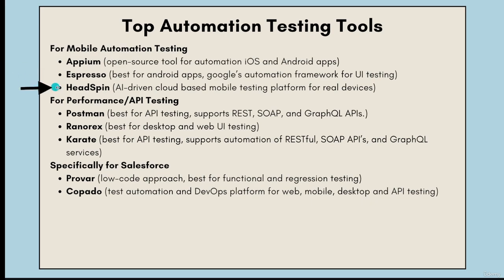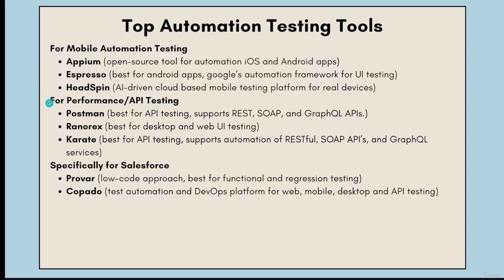And then we got Headspin. Headspin is an AI-driven, cloud-based mobile testing platform for real devices. This is a commercial type. It uses mobile testing on real devices using AI-driven insights. It supports multiple programming languages via integrations. And it provides real device cloud access, so AI-based performance insights and network condition testing.